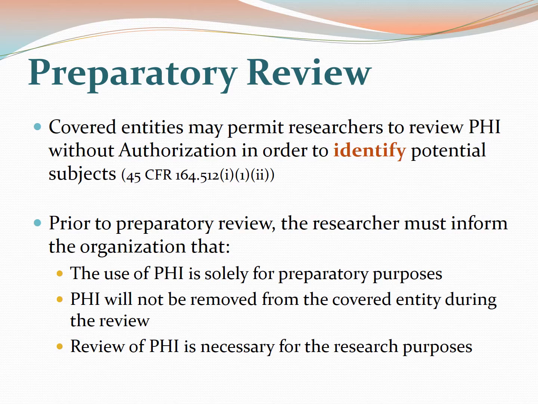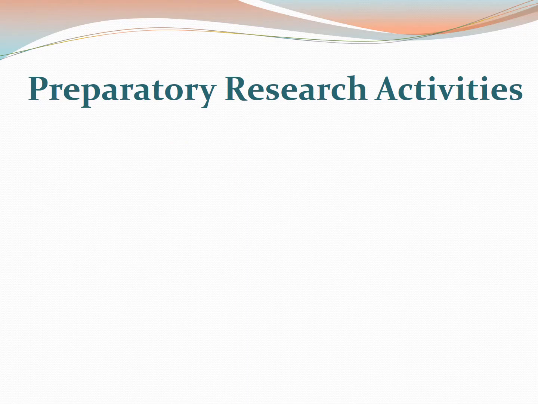So just like we said a minute ago, you have to make some really compelling arguments. We said before we would like to waive the authorization. In this case, in order to identify potential subjects, you have to make these assurances. The PHI is necessary and is only going to be used for preparing. PHI won't be removed, and review is necessary for research purposes. So you have to make some thoughtful assurances. So what are some preparatory research activities? Like how could you understand that, but when would you need to do this?